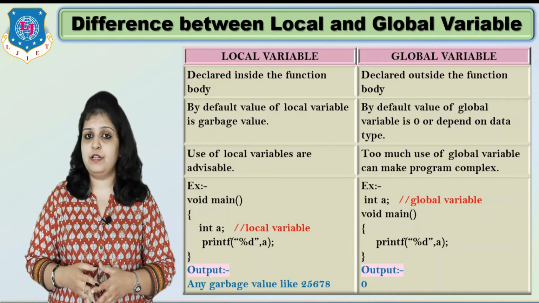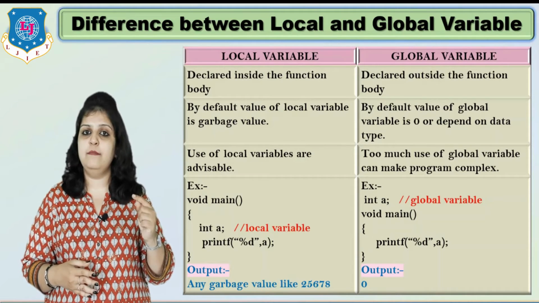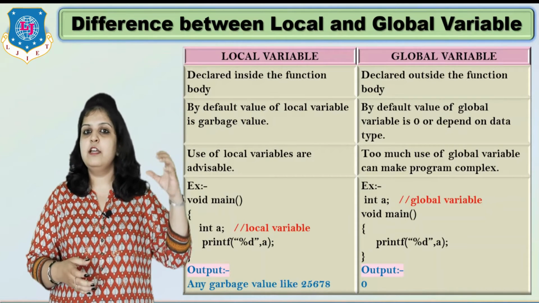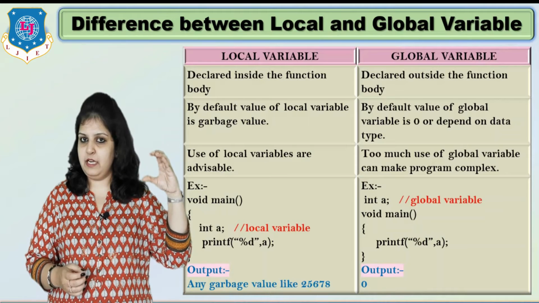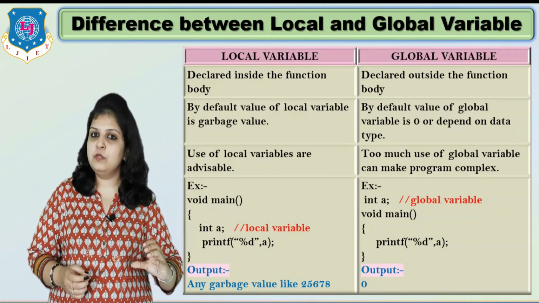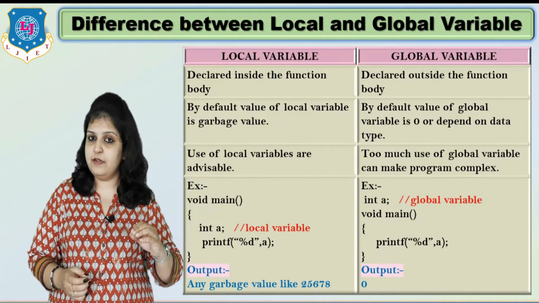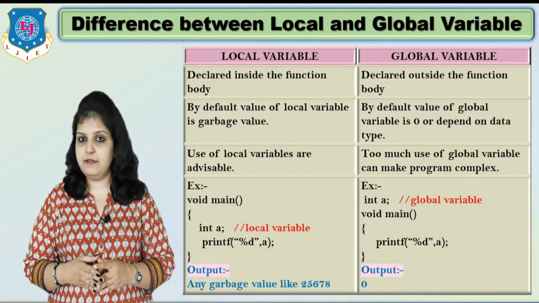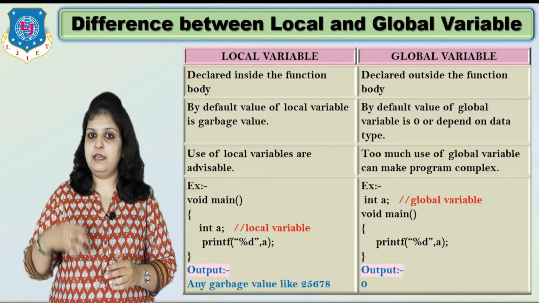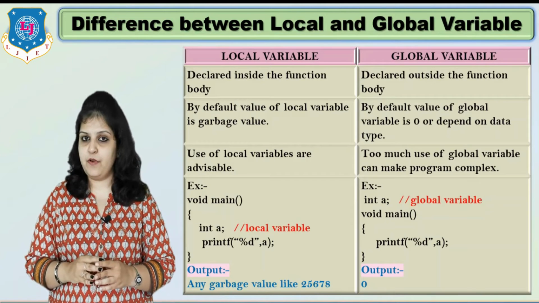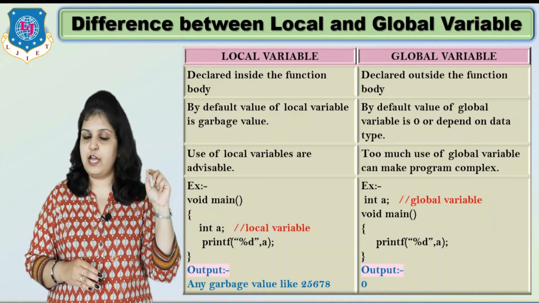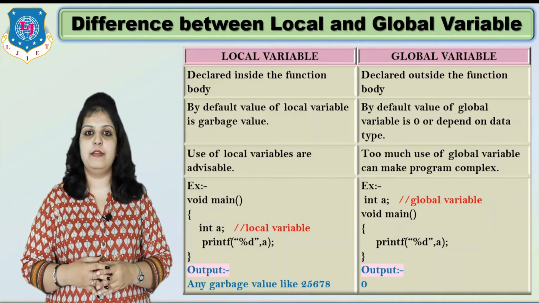So what is the difference? First point: a local variable is always declared inside the function body. It means you can declare the variable in the main function or in a user defined function; that particular variable is called a local variable. And what do you mean by global variable? It is always declared outside any function. It means when we declare it before the main function, that variable is called a global variable.